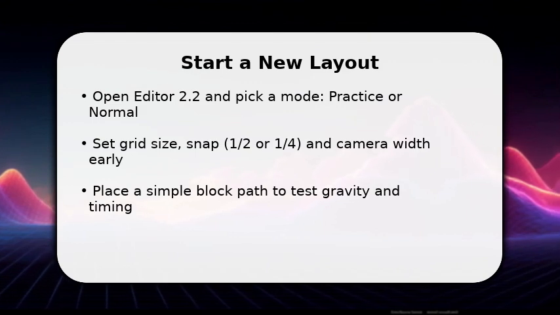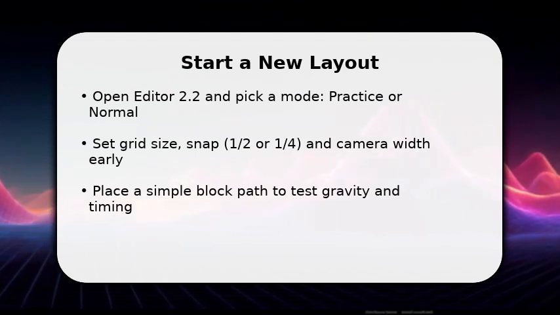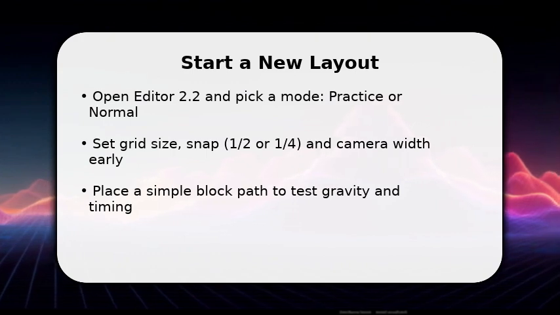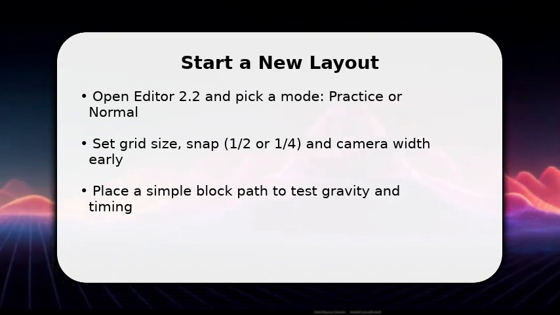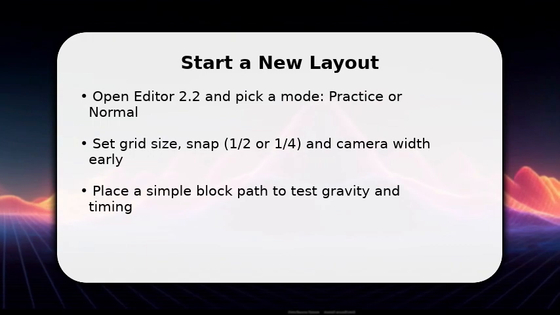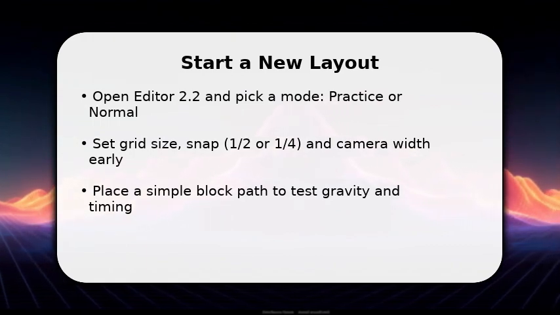Once done, place a simple block path and playtest immediately to confirm gravity and speed feel correct. Make sure to save incremental copies as you go so you can revert when an experiment breaks the rhythm.